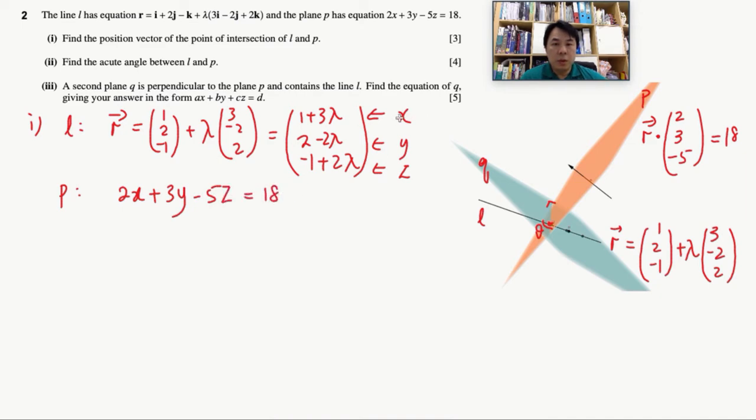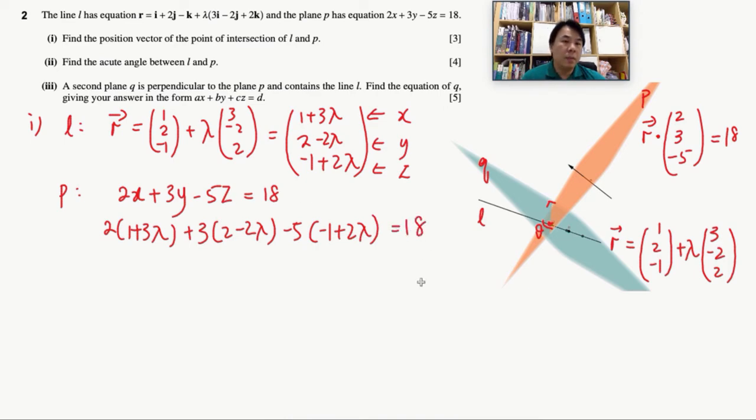All we need to do is just substitute its x component. Oops, I think I wrote that down wrongly. It's supposed to be lambda plus 3y, so the y is here. And then after that, minus 5z, and that's 5z equal to 18. Okay, now let me try to finish that.